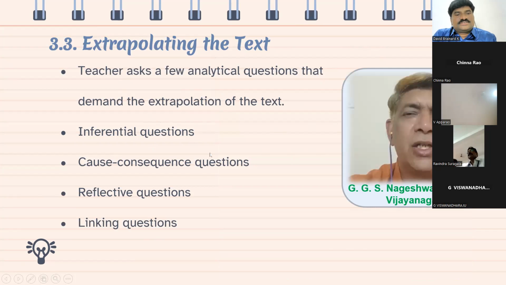And this one is very interesting: extrapolating the text. This is very important, sir. To make them understand the text, we ask questions. However, we have already benefited from the picture beforehand. The picture has already given a kind of exposure to the text they are going to read. In extrapolating the text, the teacher asks a few analytical or inferential questions, cause and consequence questions, and reflective questions, to see whether they have understood the passage or not.